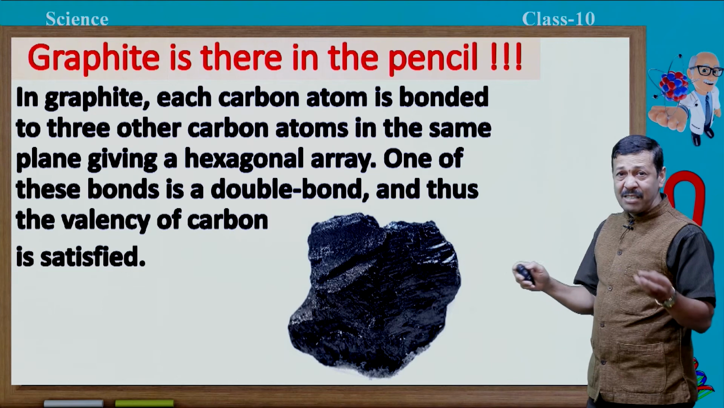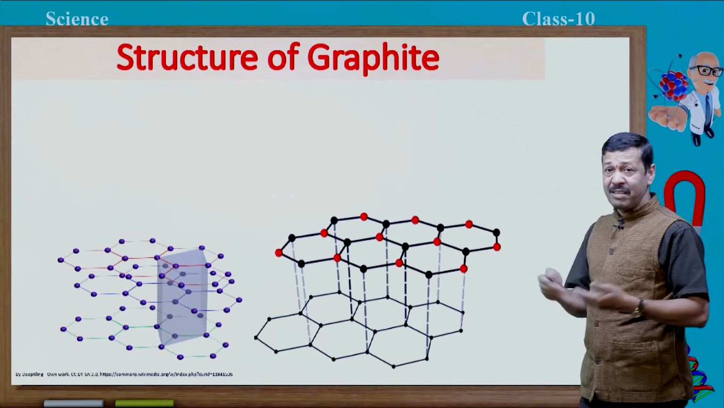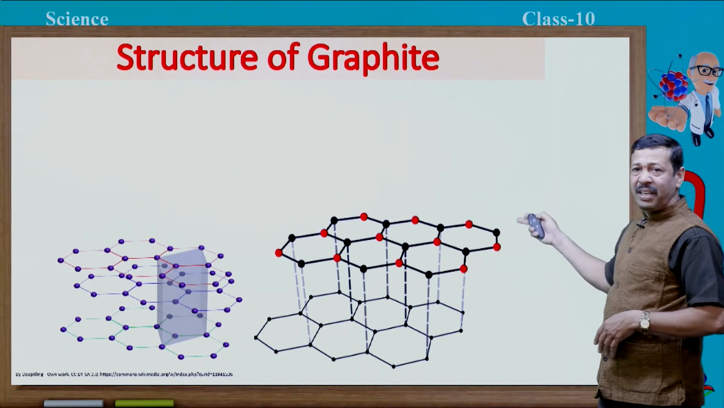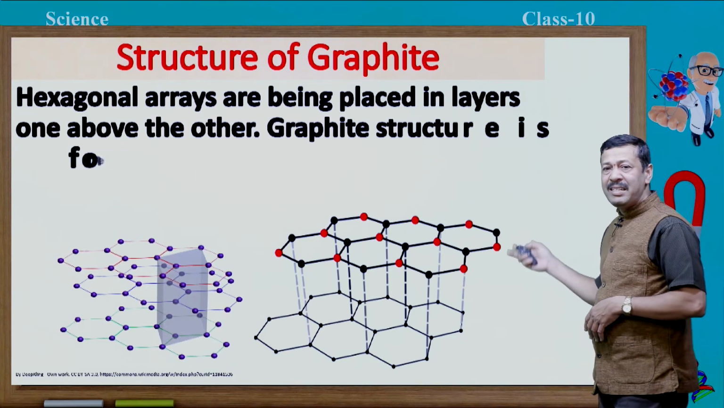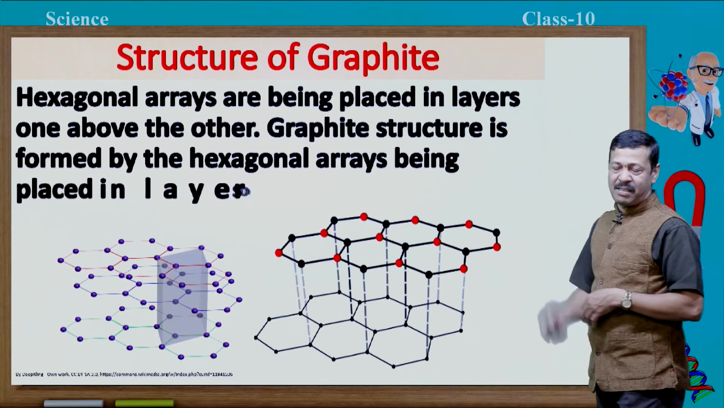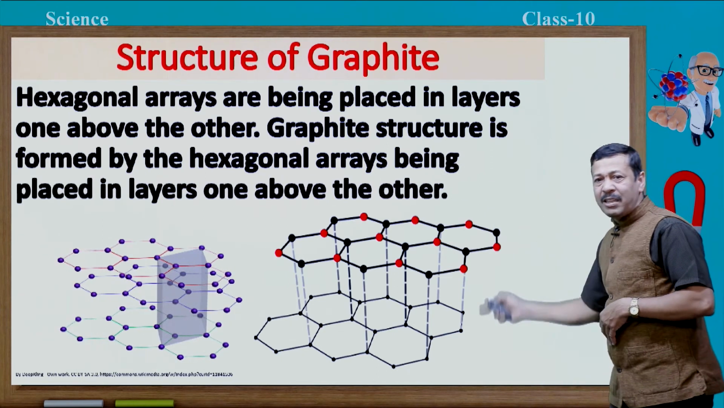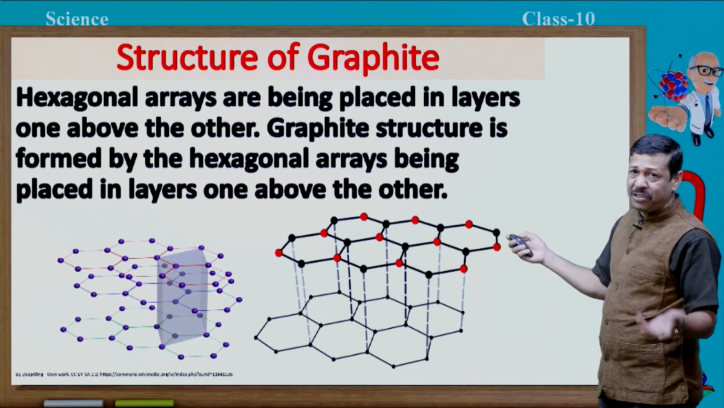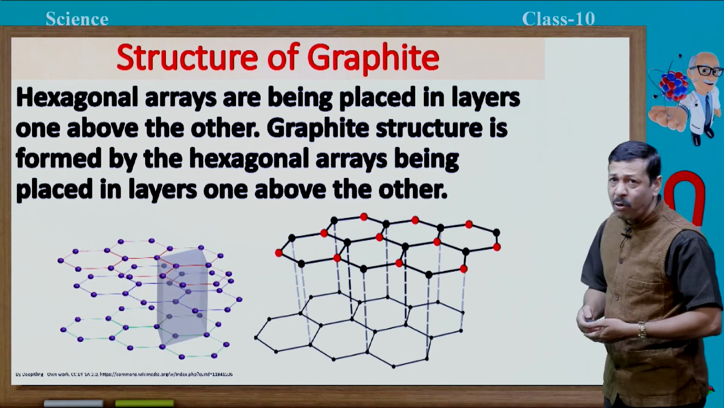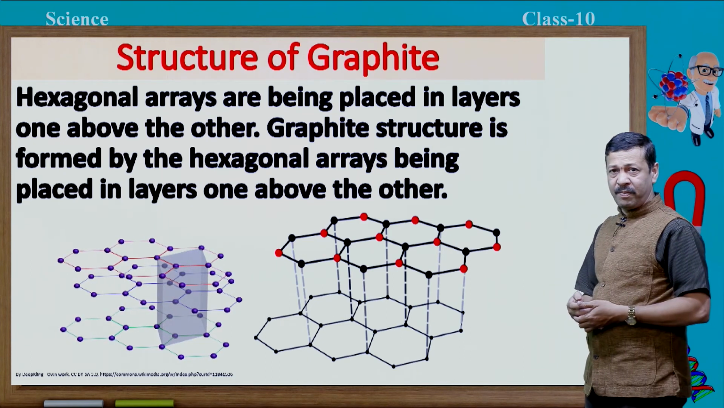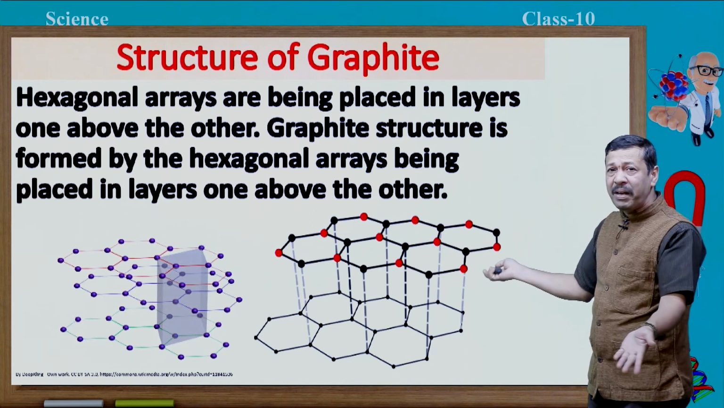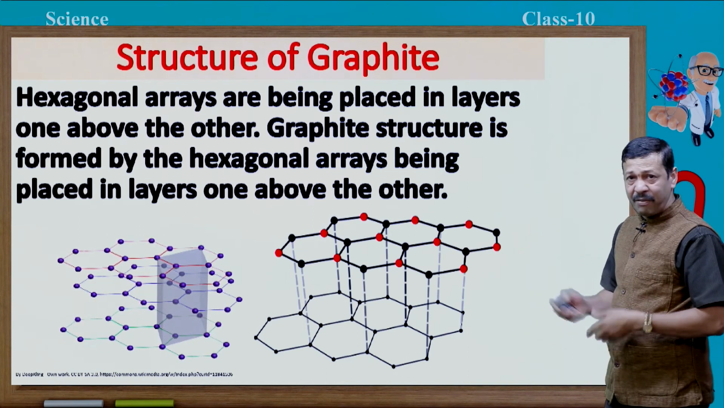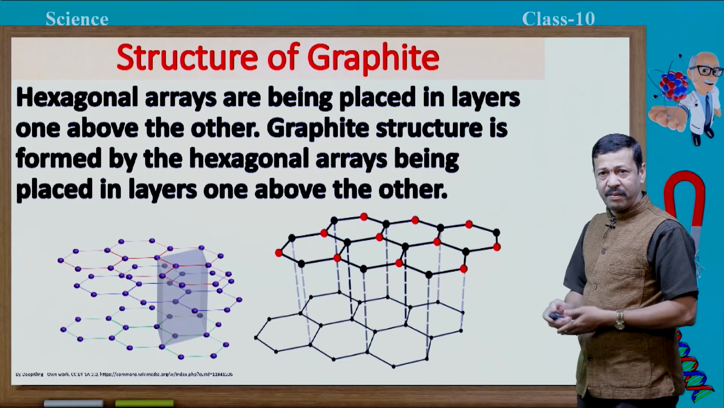That means it is very smooth and slippery. Here you are seeing hexagonal arrays which are arranged in the form of layers. The distance between 2 layers is large, nearly 340 picometers. That's why they slide one above the other, hence they are better lubricants, very soft, right?